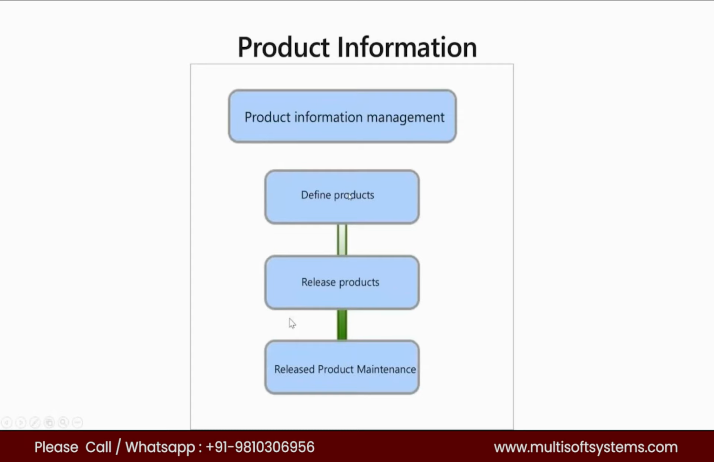And here is the overview of the product information. In product information, we define the products, we release the products, and do released product maintenance. If you are creating a product, it is saved globally. If you have multiple entities, multiple organizations, in one URL, you can develop multiple organizations. The URL means the client link, which Microsoft provides us.